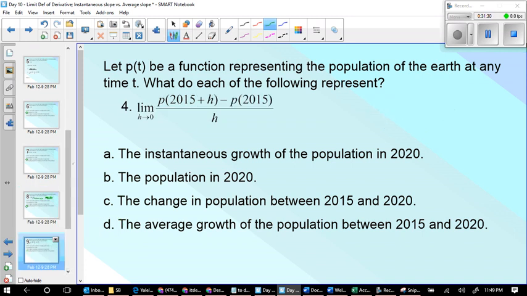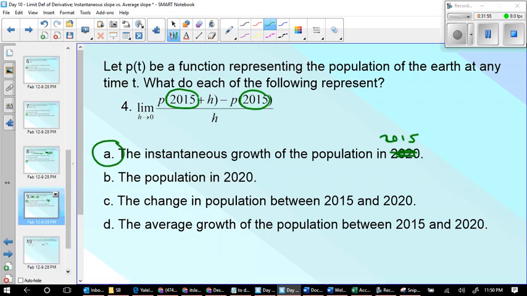And this last one, that limit should give it away. With h approaching 0, that's my instantaneous slope, or instantaneous growth of the population. Oops, this should be 2015. How do I know it's 2015? Because 2015 is what's in here, and that's my x value. So that's the instantaneous growth of the population in 2015.